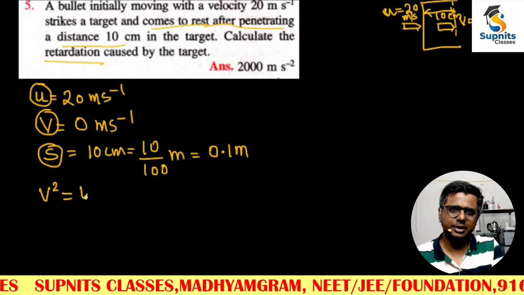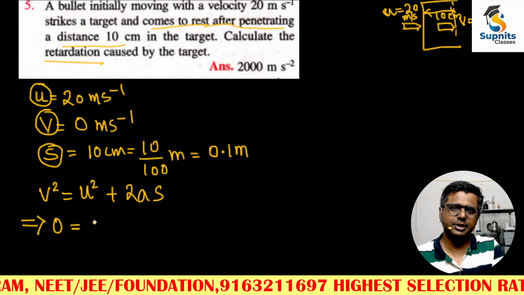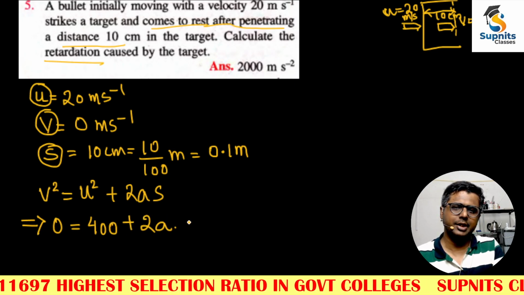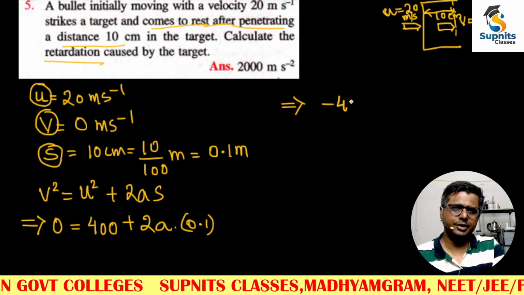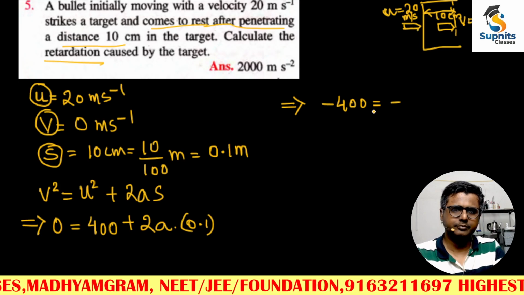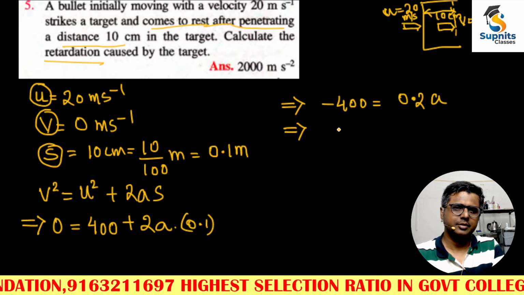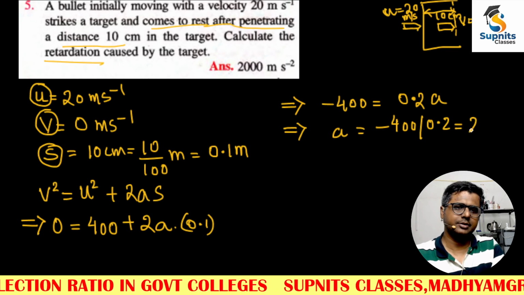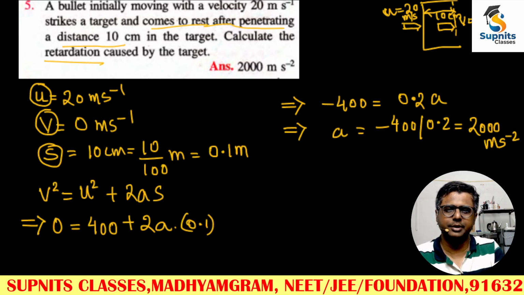V square is equal to U square plus 2as. What is V square? You will say 0. What is U square? 20 square, that means 400. 2 times acceleration, which is not known, times 0.1. Now it is minus 400 is equal to 0.2 A. Then what is A? A is minus 400 by 0.2, that is 2000 meter per second square.